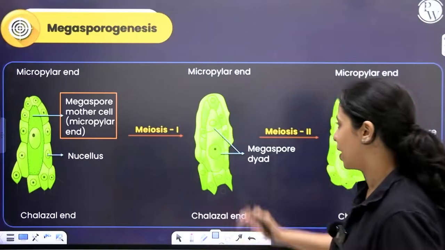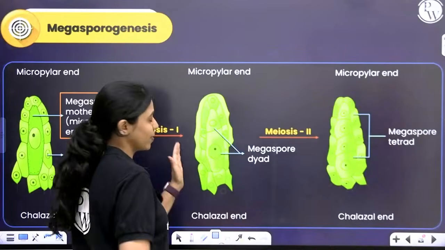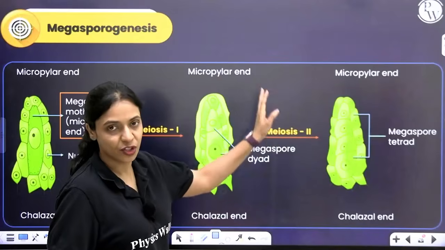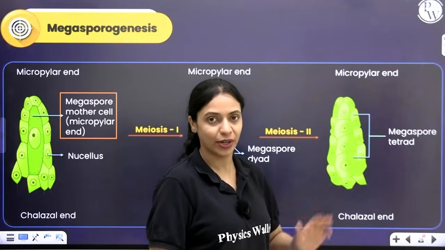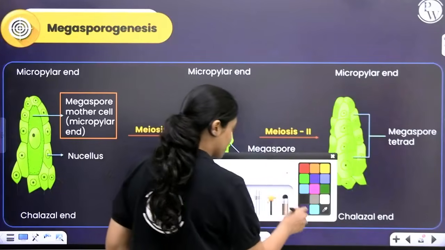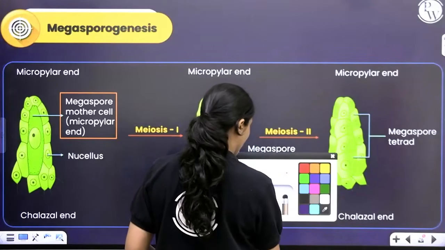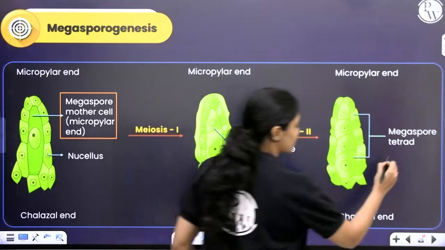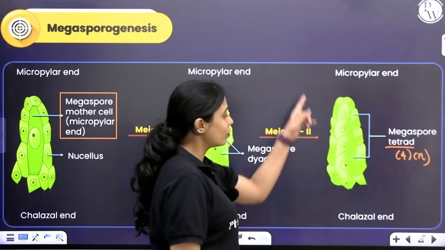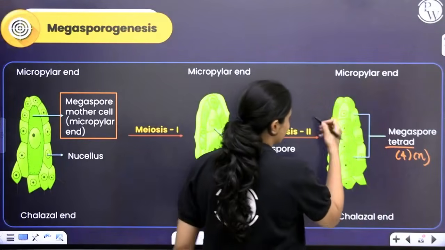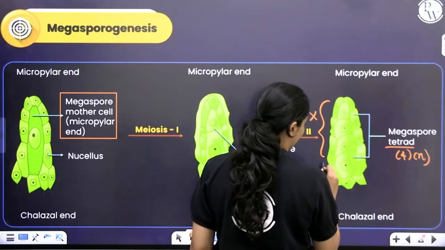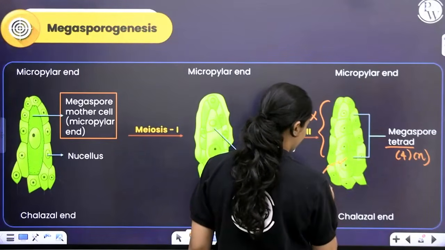So, this megaspore mother cell will undergo the first meiotic division to give 2 cells, and then after the second meiotic division, obviously we will get 4 haploid cells. They are the megaspores. These megaspores, there are 4 of them, so we call it the megaspore tetrad, and they are haploid, right? Of these 4 megaspores, 3 will degenerate and only 1 will remain functional.